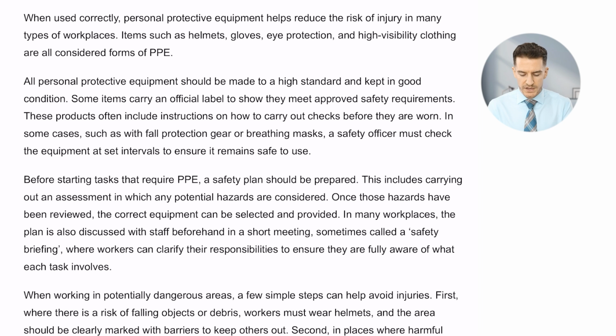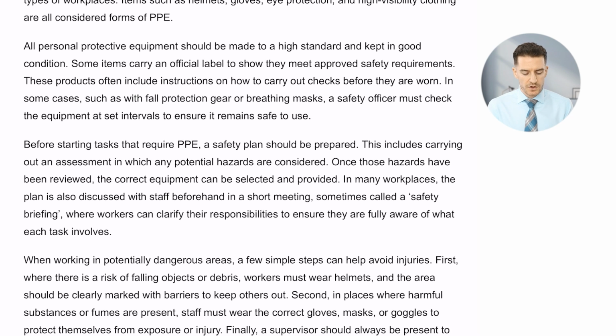So let's quickly have a read and see if we can find it. When used correctly, personal protective equipment, okay, we can highlight that. Helps reduce the risk of injury, okay, items are there. Okay, so they're just giving us some examples of different personal protective equipment. All personal protective equipment should be made to a high standard. Remember, it was talking about high quality. So now we know that this is probably where the answer is going to be located.